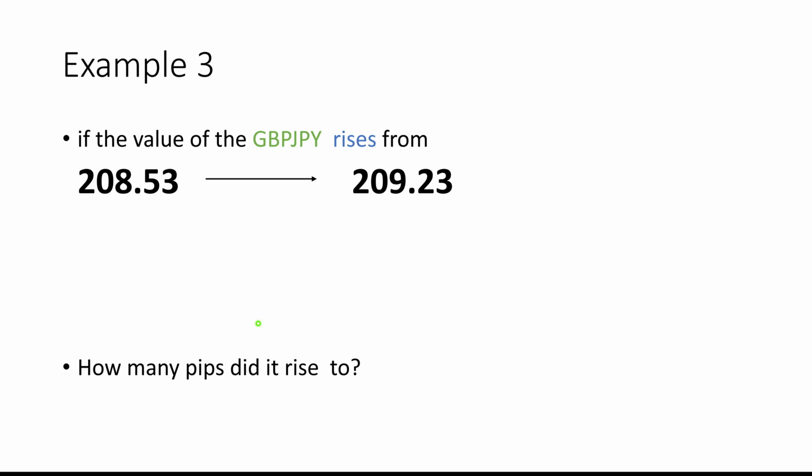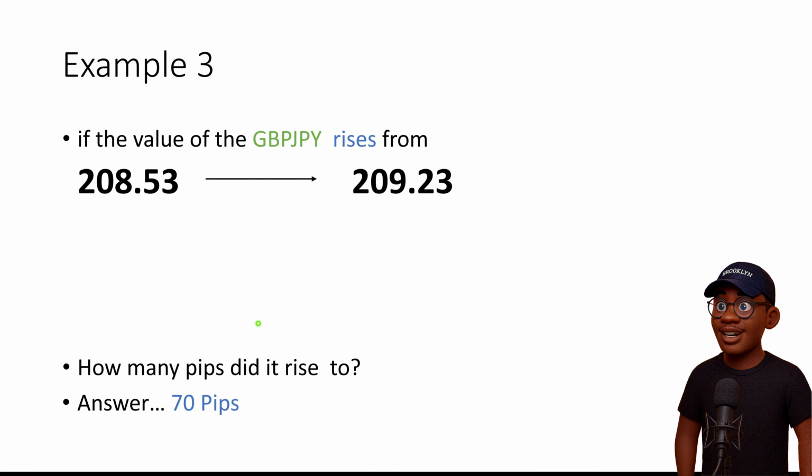All right, so what did you get? All right, so the right amount is 70 pips. 70 pips. I believe that you have understood the concept of pips from currency pairs. I believe that you'll be able to calculate pips on your own now.